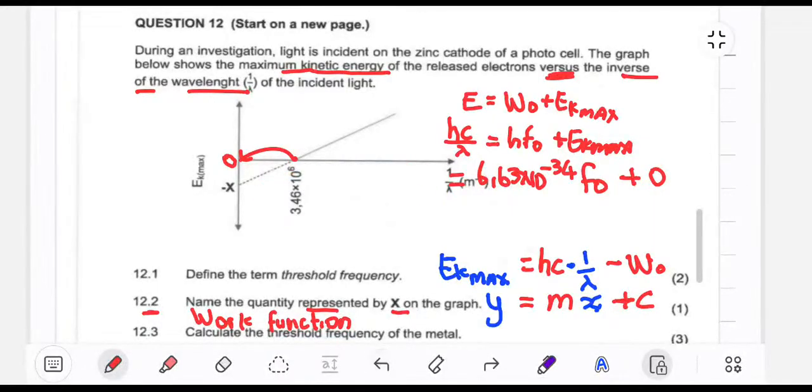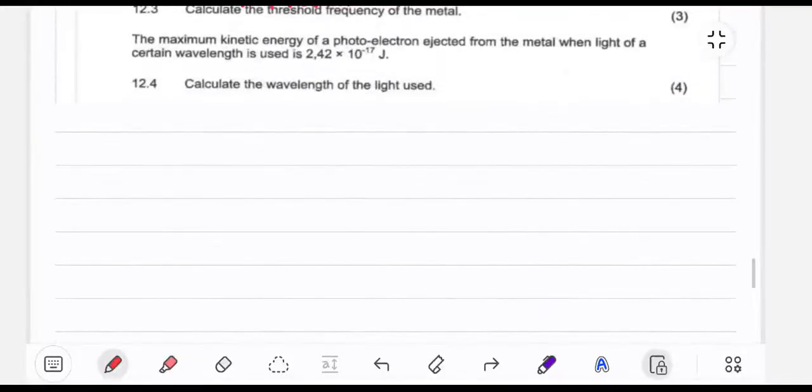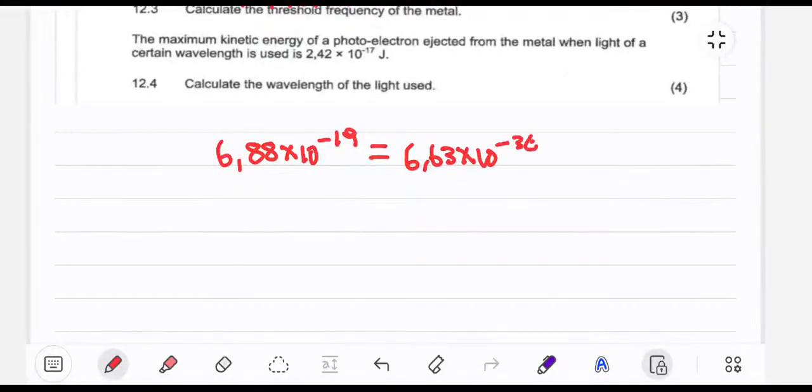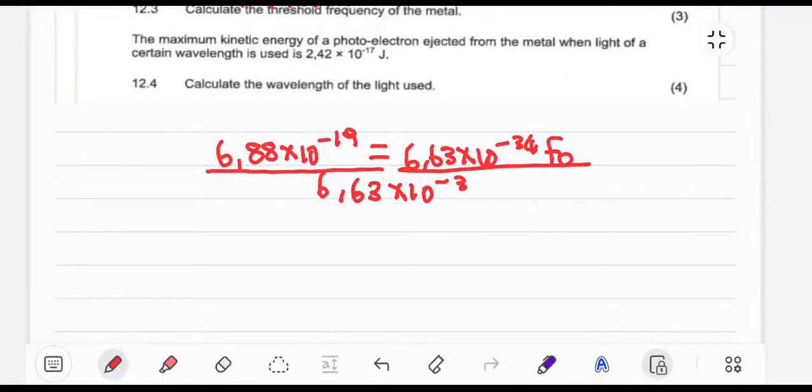After that, we would say 6.88 times 10 to the negative 19 equals 6.63 times 10 to the negative 34 f naught, and then divide everything by 6.63 times 10 to the power of negative 34.